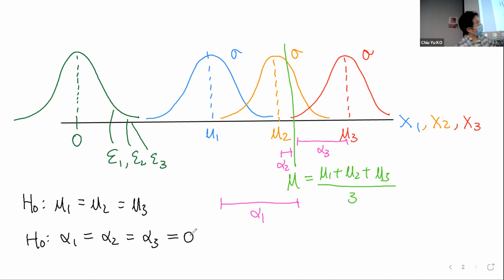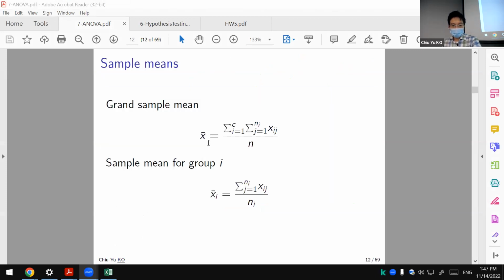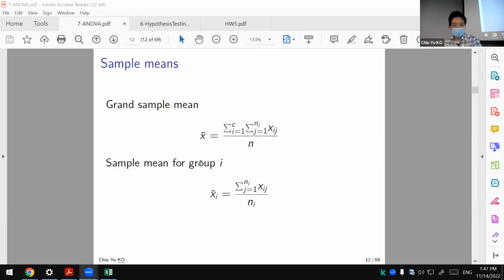Later you will see this diagram. We will be using it, and this will serve as the basis of what we are actually doing. This diagram you will see again, and you will understand why we rely on the F-test. If you understand the group mean and the treatment effect, then we can define the sample version, because we have the group means and the overall mean.